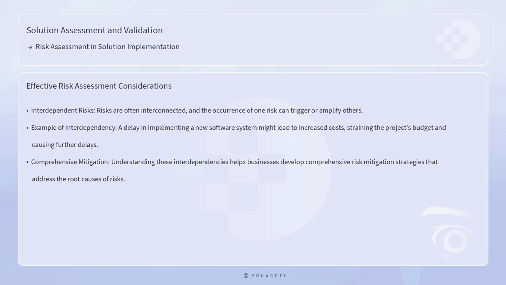Effective risk assessment also requires considering the interdependencies between risks. Risks are often interconnected, and the occurrence of one risk can trigger or amplify others. For example, a delay in implementing a new software system might lead to increased costs, which in turn could strain the project's budget and lead to further delays. Understanding these interdependencies helps businesses develop comprehensive risk mitigation strategies that address the root causes of risks rather than just their symptoms.